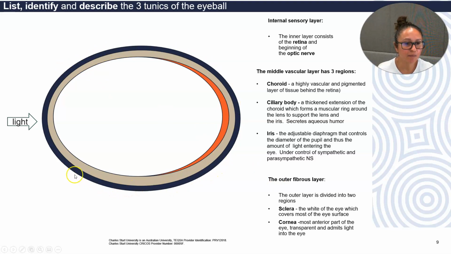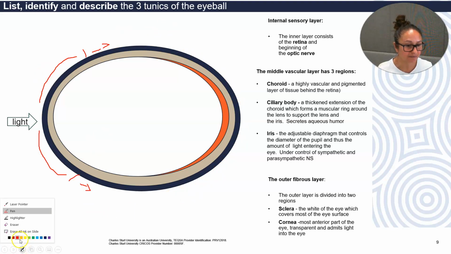So for example, from about, let me get my pen, from about here and here, this is the white part of your eye, and that's called the sclera. And say, for example, this part here is the transparent part of your eye, and that is called the cornea. So it's still the outer layer, it just turns into different things along the eyeball. That's what I wanted you to understand.